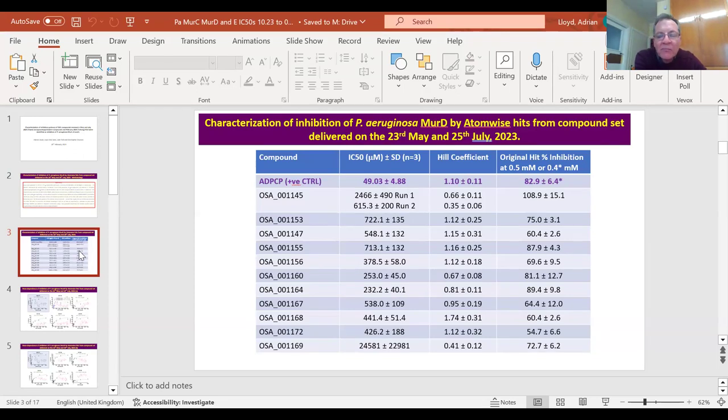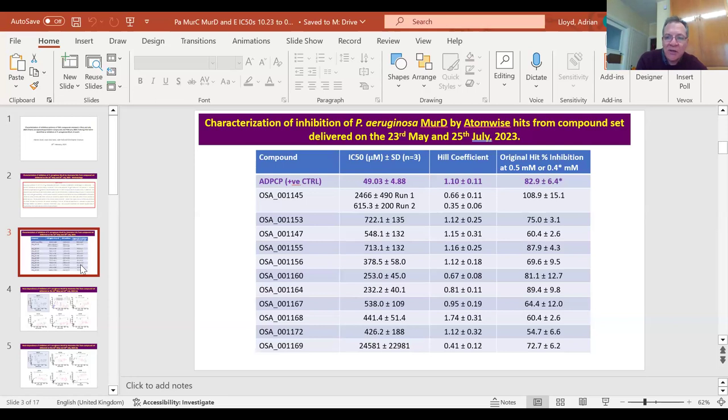The right-hand column is the original single concentration data we obtained a little while ago at half millimolar. The IC50 for each compound has been established, and a Hill coefficient as well. For the most part, the original hit data are more or less consistent with the IC50 data, with the exception of OSA 001145, which gives a much lower response than we would have anticipated from the original data. I'll come back to that in a second. The Hill coefficients look generally okay. They are around about one, which they should be for a simple saturation model. There are exceptions to that. 001145 is one of them, for example.